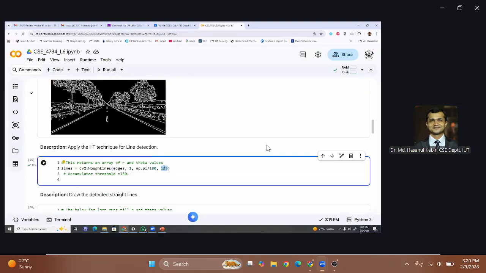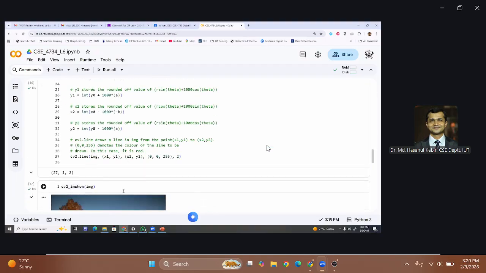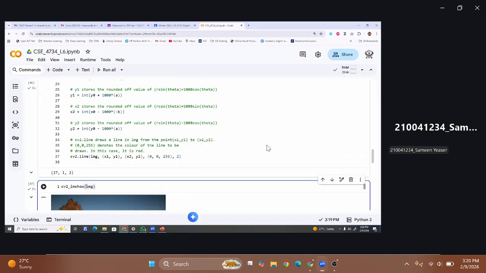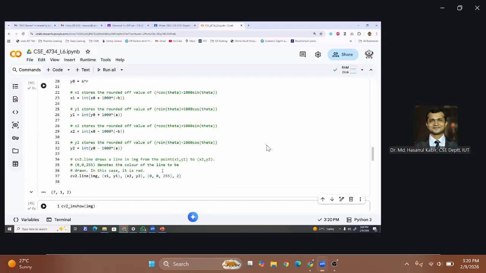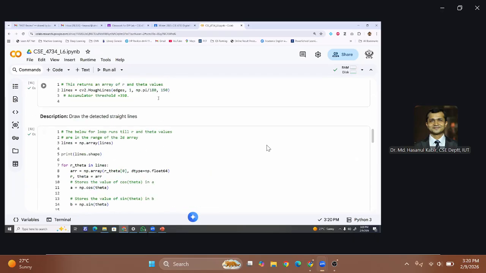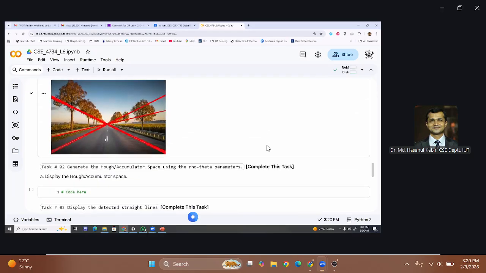If it is too high, what will happen? Even the horizontal line, we are going to miss it, right? Yes, sir. This is what's happening. But let's see, for example, if the expected vote is 150, then these are the edges that we have got, even though one of the edges came from the side fence, right?